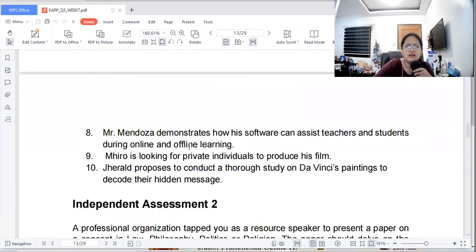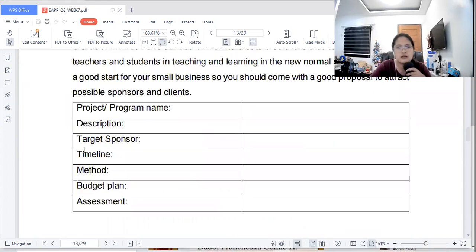8, is software that can assist. Okay, so it's more of an innovative program, that's business. And then film, that's art. And then Da Vinci, of course, it's art. Okay, ayan, madami ng sagot.